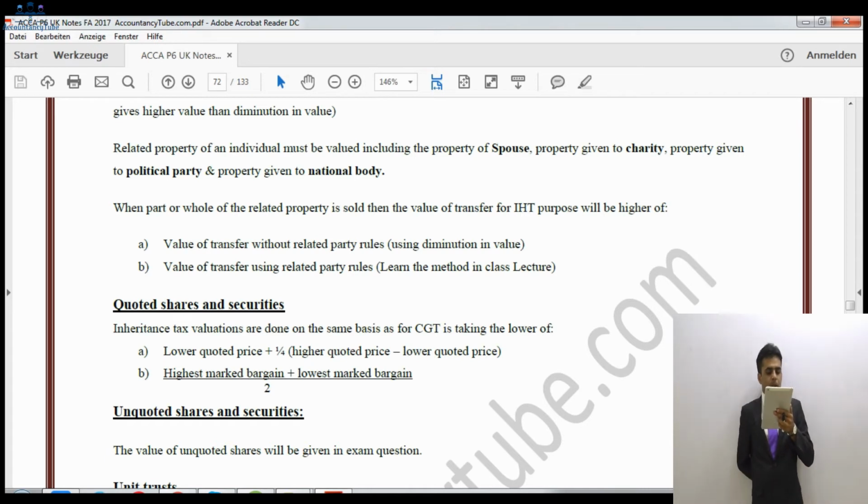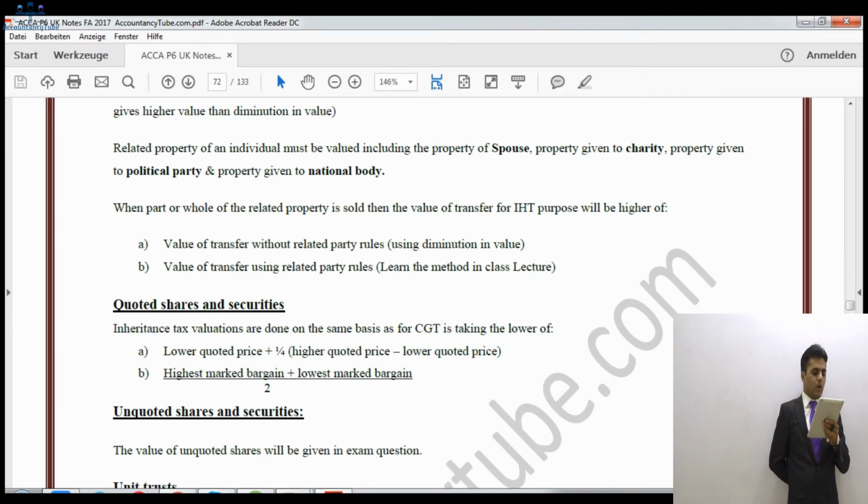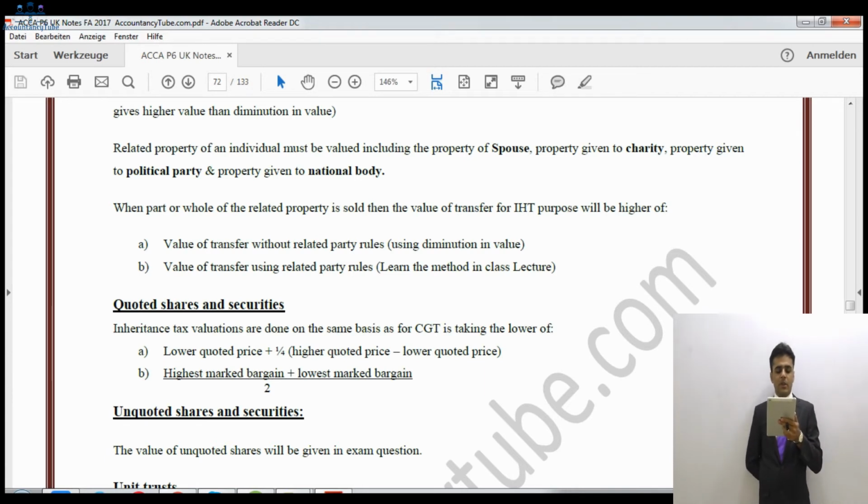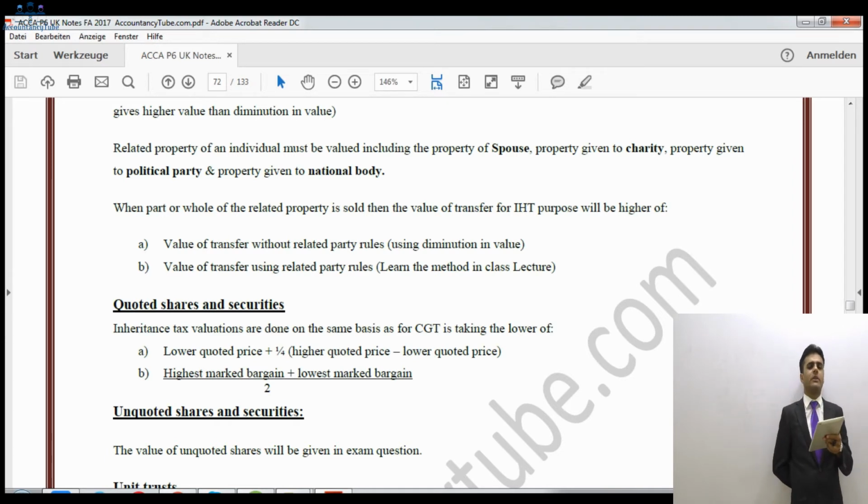Alright, so let's see, excluding related property. What we have studied in the diminution in value is that we calculate the value of Brad's estate before transfer of the gift and the value of the estate after transfer of the gift. So what was Brad's value before the transfer? Brad had a 30% shareholding, 3,000 shares. If you hold 26% to 50%, the value per share is 205. So that will be the share price of Brad before transfer. So 205 multiplied by 3,000 shares is the value of Brad's shares before transfer.